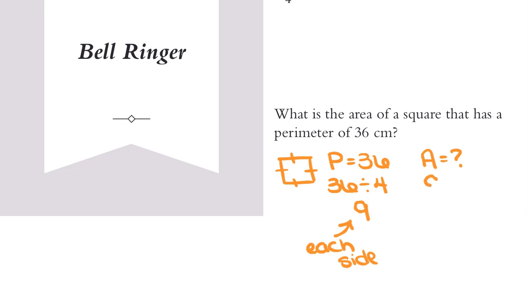Very good. So length times width gives you 81. 81 what? Centimeters. Centimeters area? Squared. Centimeters squared. Very good.